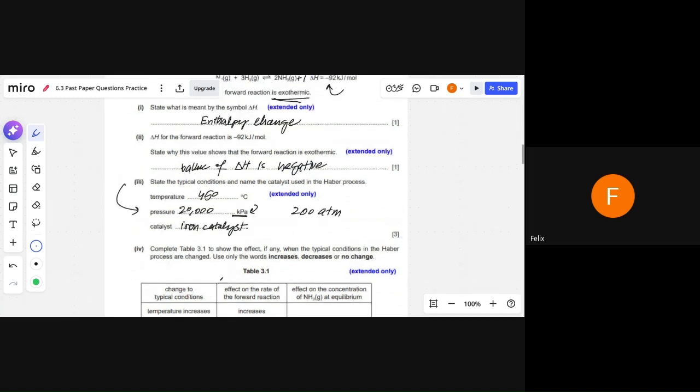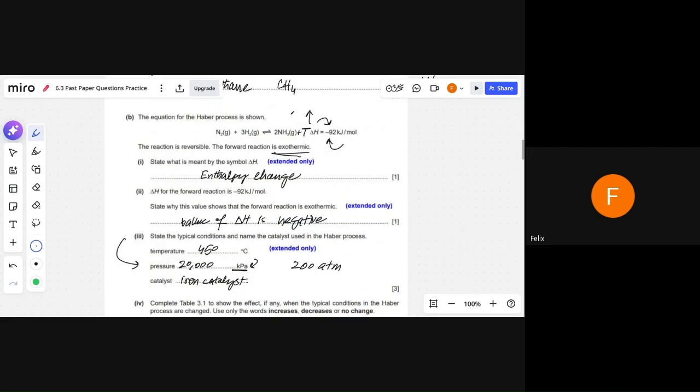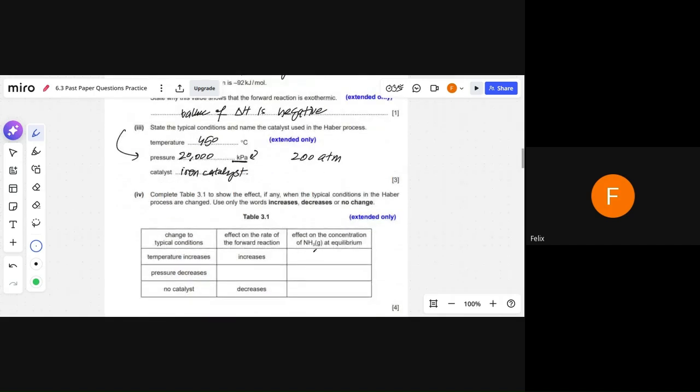So we treat temperature as a product because it is an exothermic reaction. So now temperature increases. If we are increasing temperature, the reaction will shift to the other side so that the heat added can be reduced. Because if the forward reaction is exothermic, the reverse reaction will be endothermic. So the reverse reaction will consume the heat that we added, and the reaction will shift towards the left side, towards the reactants, and the concentration of ammonia will decrease. So effect on the concentration of ammonia at equilibrium, it decreases. I hope this is clear. We move on to the next one.